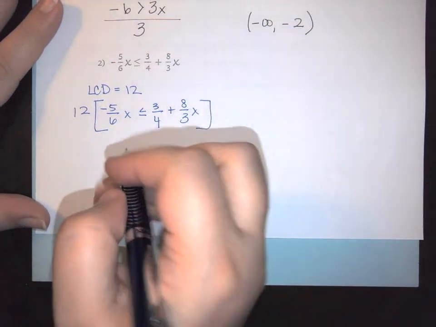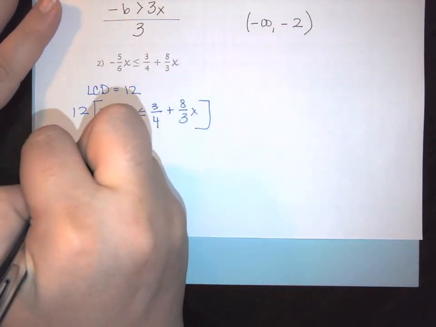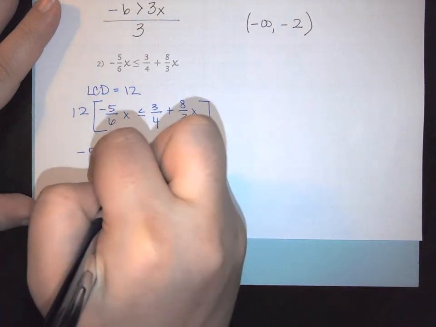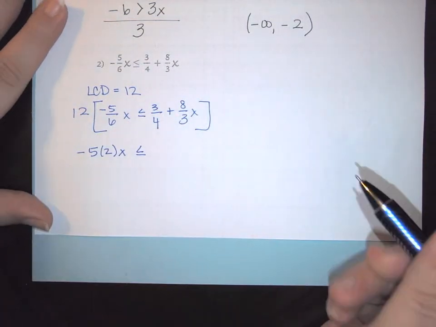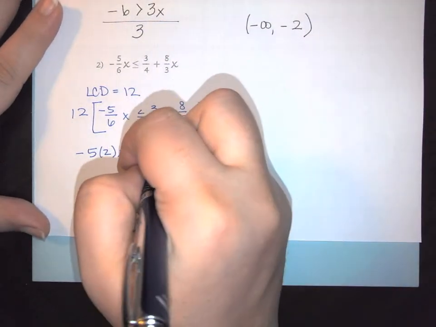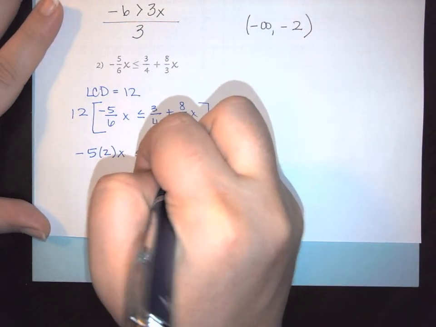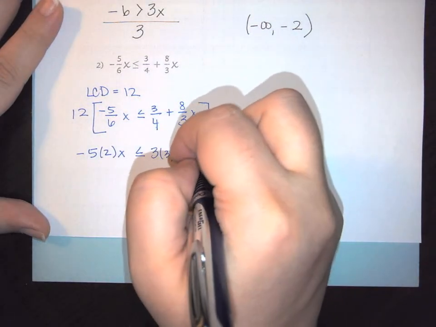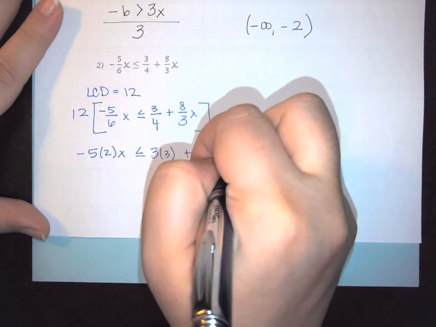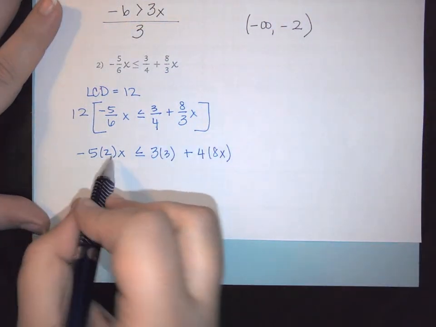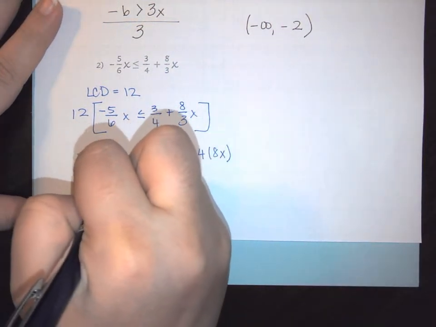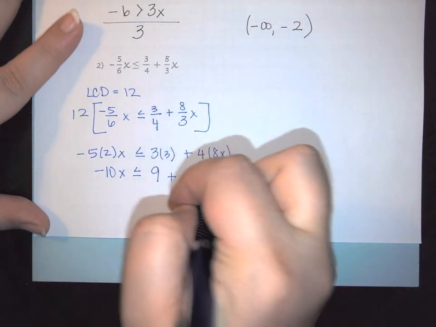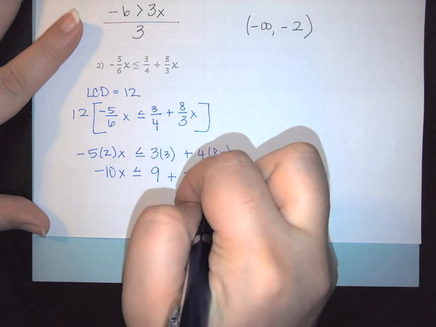So I'm going to do each part individually. 12 over 6 is going to become a 2. So this is going to be negative 5 times 2x. I'm going to leave my sign alone. 12 over 4 becomes a 3, so this is 3 times 3. 12 over 3 is a 4, so this becomes 4 times my 8x. Negative 5 times 2 is a negative 10x. 3 times 3 is 9. 4 times 8 is going to be 32x.